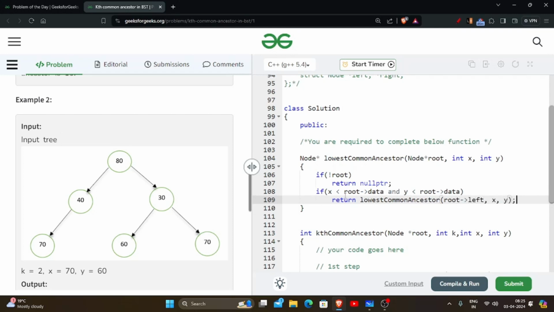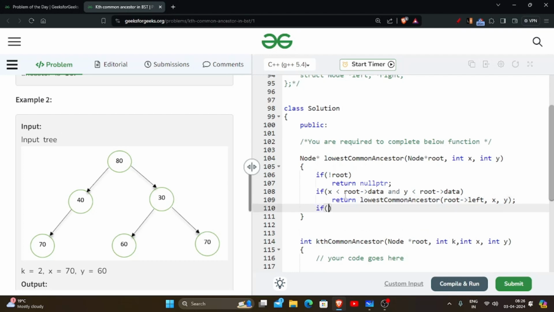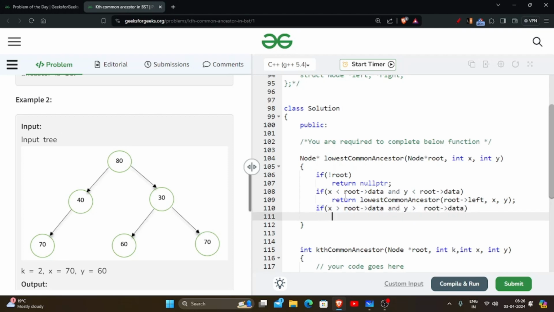I think this step is clear. If both are in the left subtree, I should move to the left subtree. And if both are greater than my root's data, or root's value, then I can actually move to the right subtree. So I just move to the right.